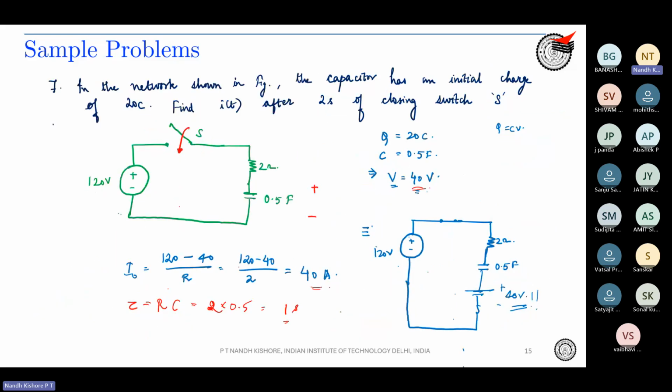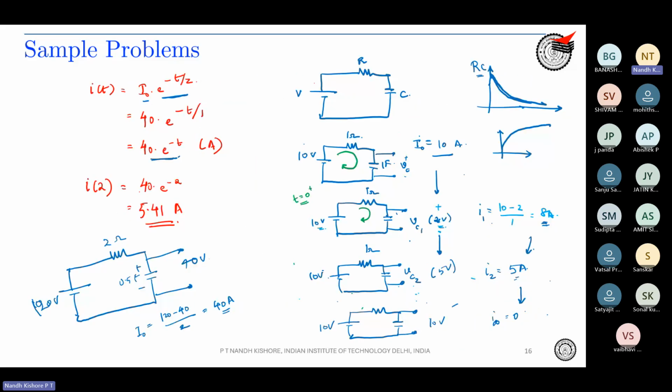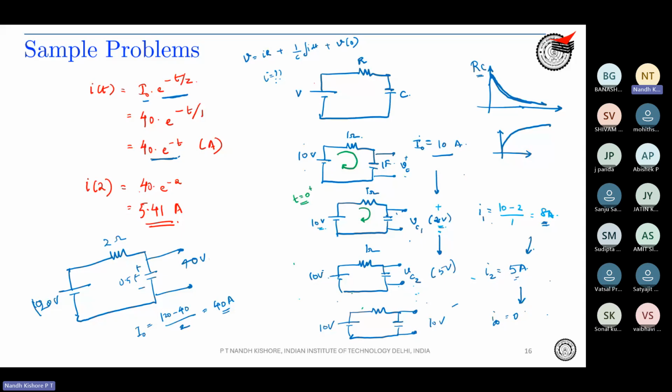The other way would have been that you do the equation approach. You write V is equal to IR plus 1 by C integral of I dt, plus there is some stored charge Q of 0. Then you solve it, take the Laplace transform and so on. That is how you find out what I actually is. But the simplest part is you just apply your common sense a little.